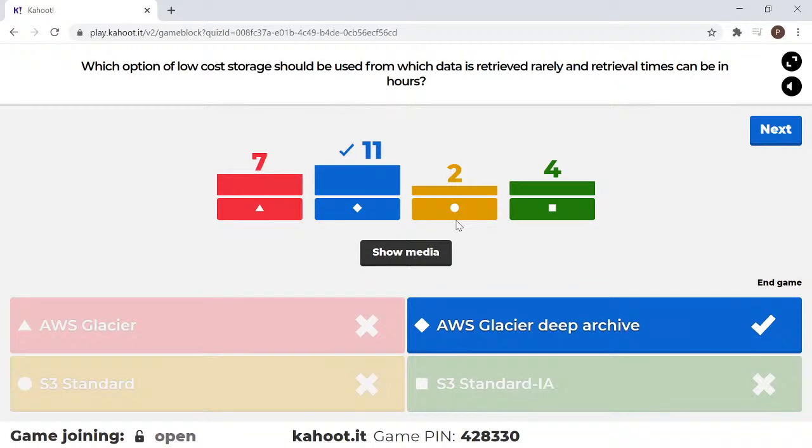Yes, AWS Glacier Deep Archive is the right answer. As we know, S3 is Simple Storage Service and object storage from AWS. It has multiple tiers. Because the retrieval time is in hours, it can be either AWS Glacier or AWS Glacier Deep Archive, but Deep Archive would have the lowest cost storage. While in AWS Glacier, you can also retrieve in minutes. There is a configuration that you can do. But with AWS Deep Archive, you can retrieve only in hours, and that's the lowest cost option. So that is the right answer for this question.